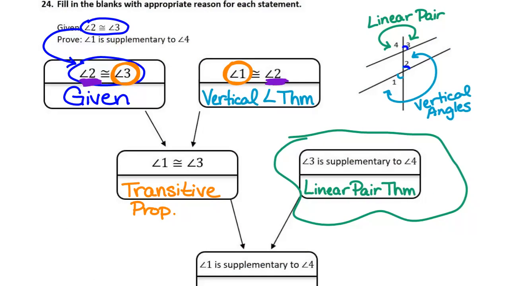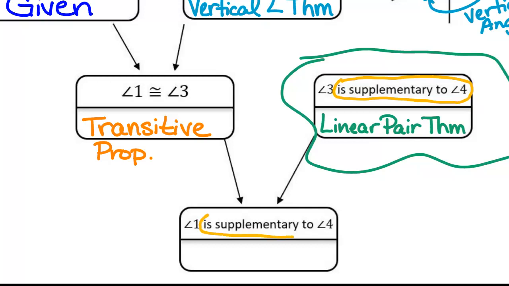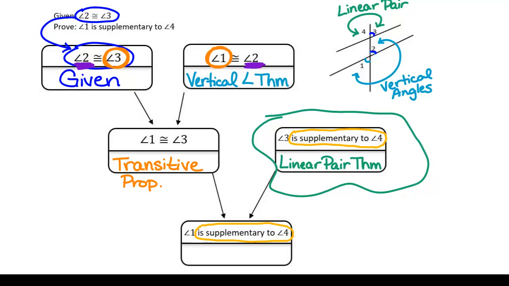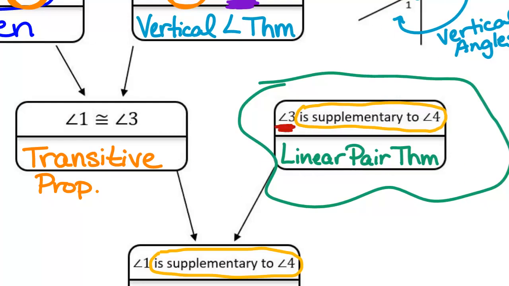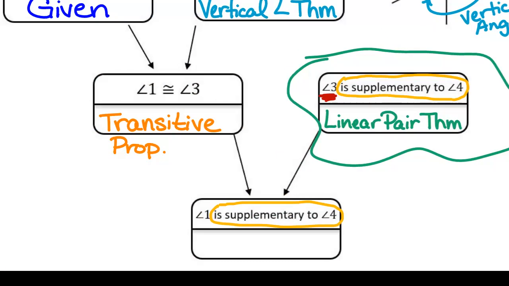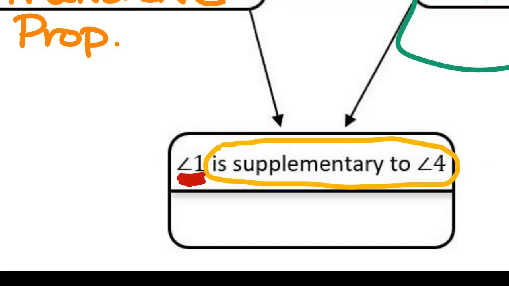All right, and then my very last statement, the thing that I'm trying to prove, says angle 1 is supplementary to angle 4. Well, when I look at the statement that we were just focused on, it says angle 3 is supplementary to angle 4. Everything after that first angle name stayed exactly the same. But we traded out angle 3 and we replaced it with angle 1. So that would be the substitution property.